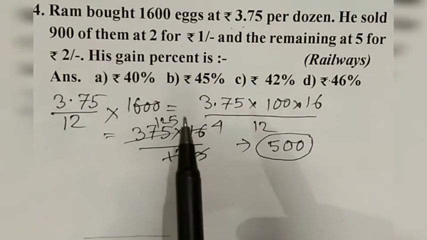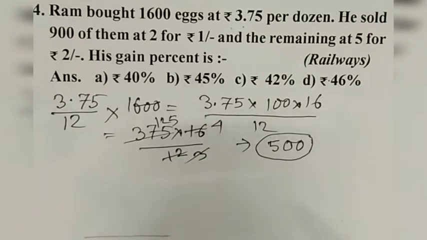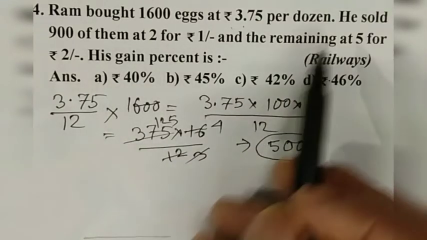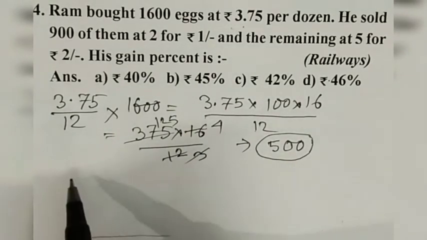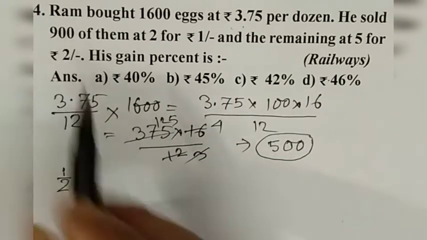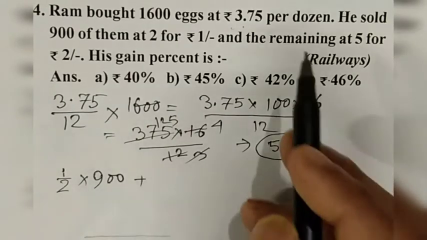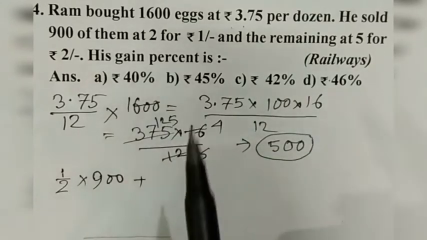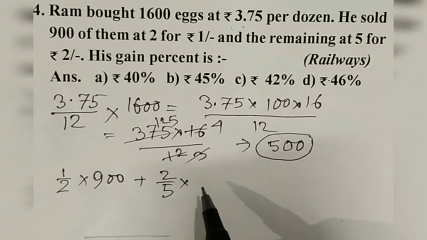Then we have to find selling price of the eggs. The selling price is at 2 for 1, 1 for half, into 900, plus remaining at 5 for 2, the 1 for 2 by 5 into remaining 700.